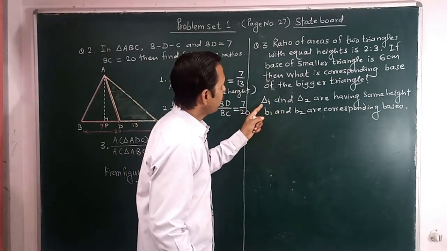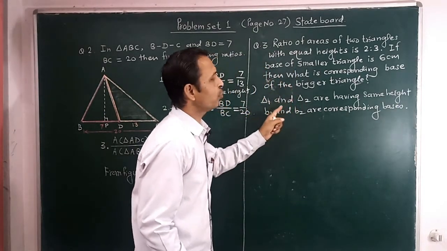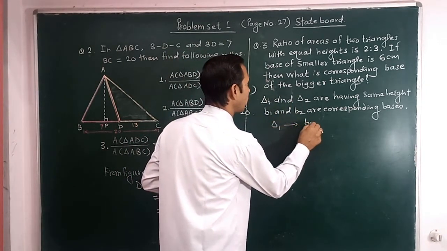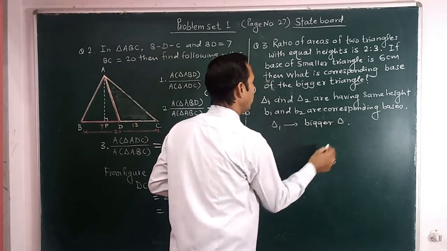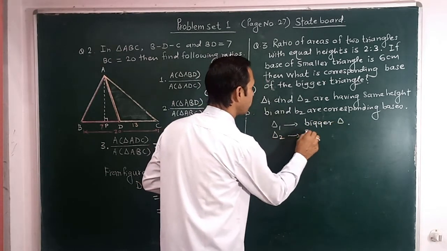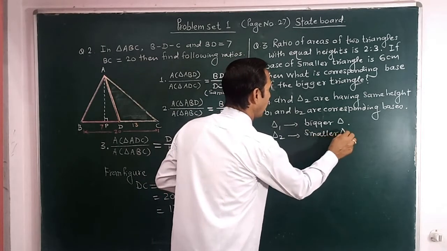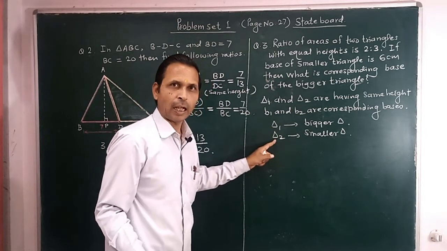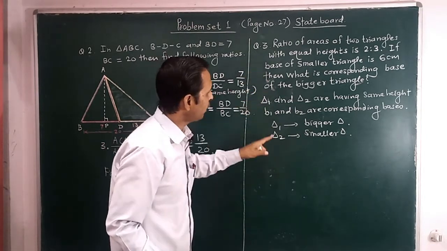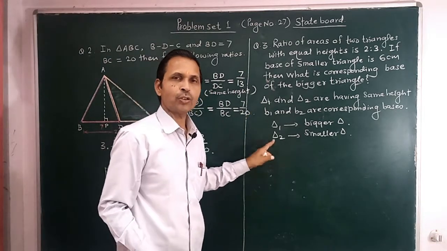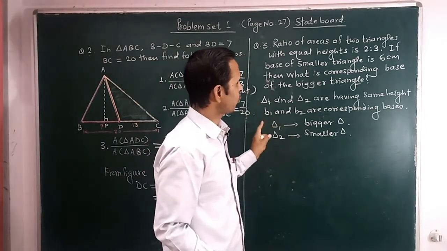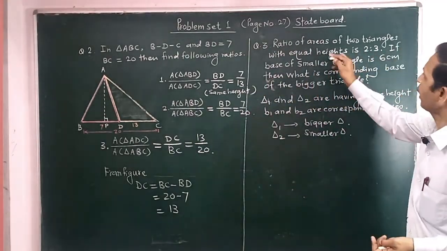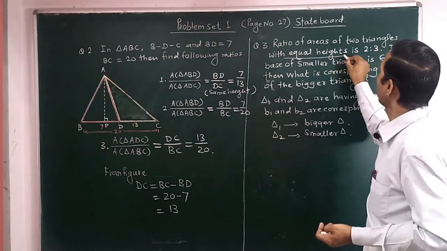Now which triangle is smaller and which is bigger, we have to decide. Triangle 1, suppose this is the bigger triangle. Triangle 2 is the smaller triangle, and that's why the base of the bigger triangle is bigger. Then write the ratio of the areas of these two triangles corresponding to their bases, because the height is the same, equal height.